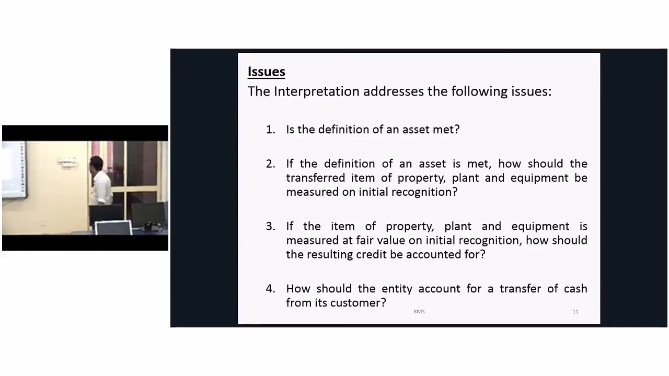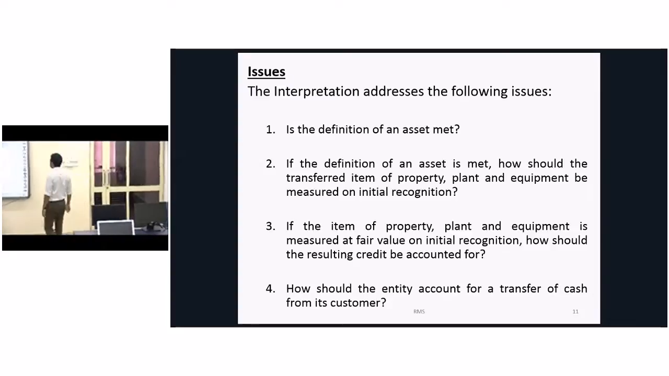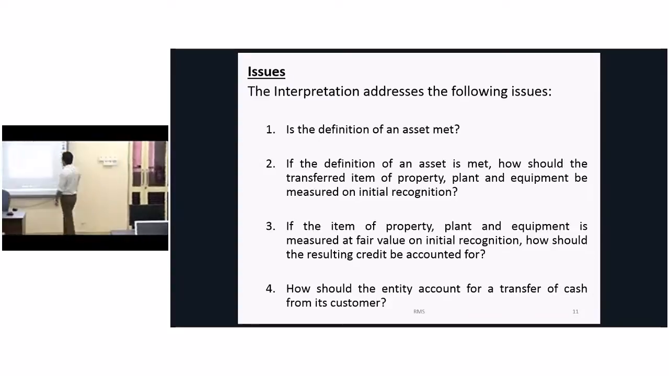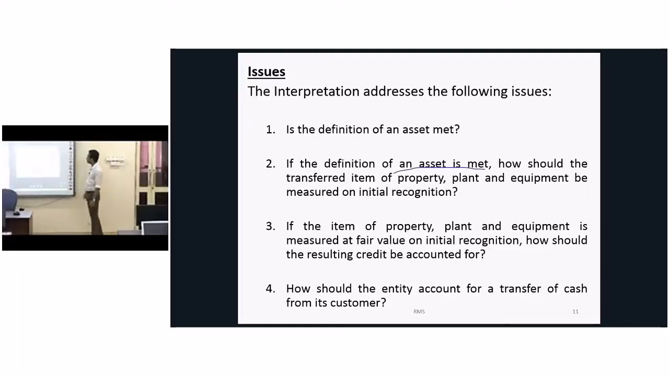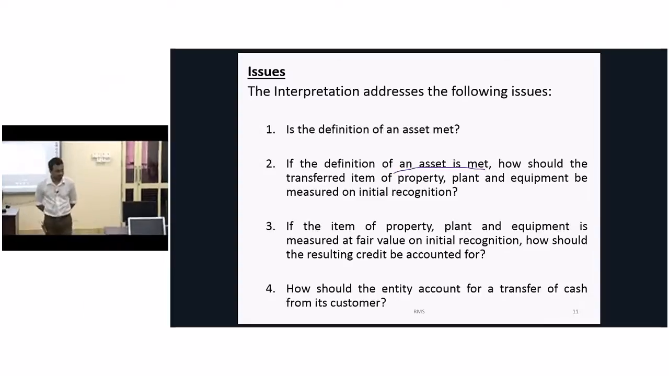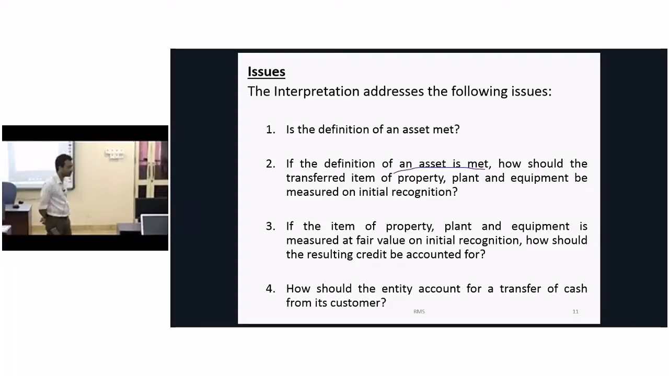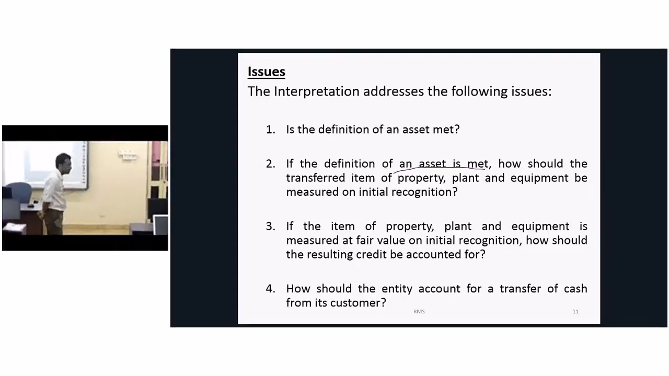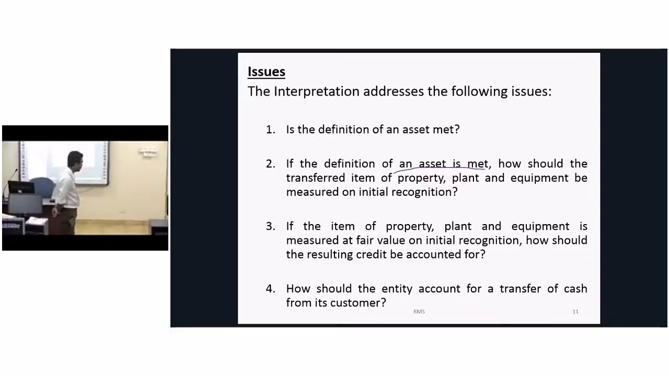Right? Second question. If the definition of an asset is met, how should the transferred item of property, plant and equipment be measured on initial recognition? Usually PPE is recognized at which value? At cost. Then how do I work that out? So it's another question. We will see.